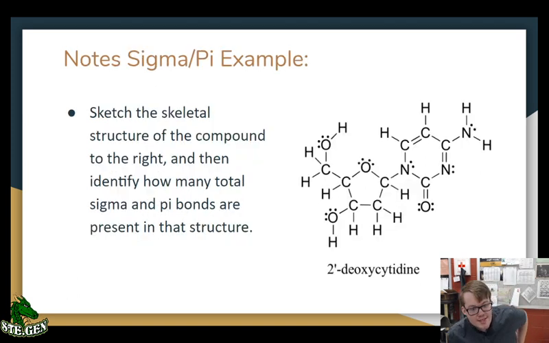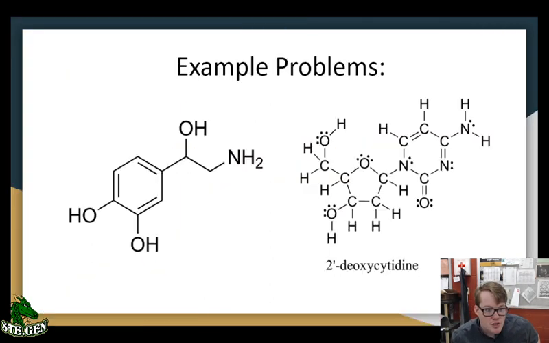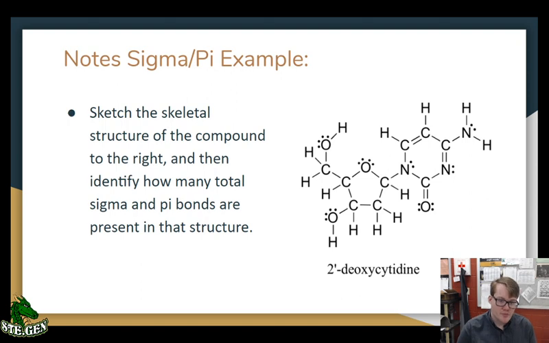So this is the last thing that I want you to do in your notes, I believe. So this is a Lewis dot structure for a formula. It's for 2' deoxycytidine. Go ahead and try to turn this into a skeletal structure and then identify the total sigma and pi bonds present in this structure. So this is kind of your assignment for this, just as a double check.